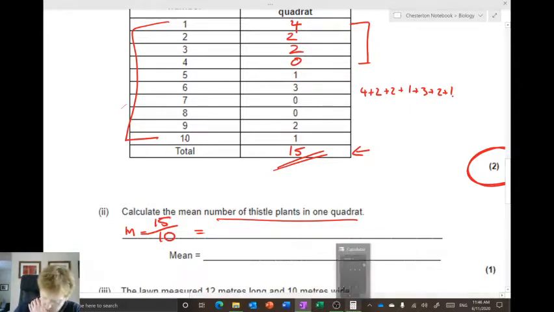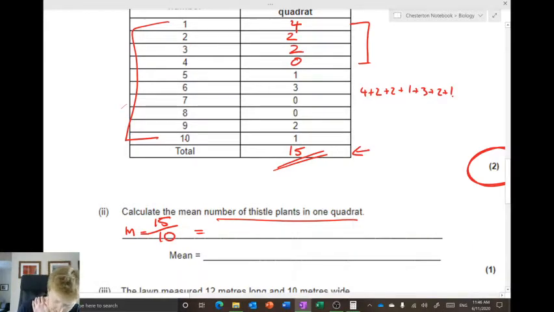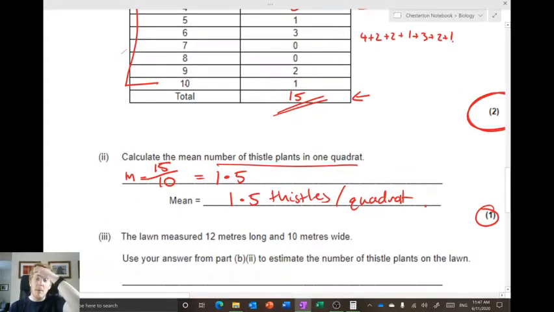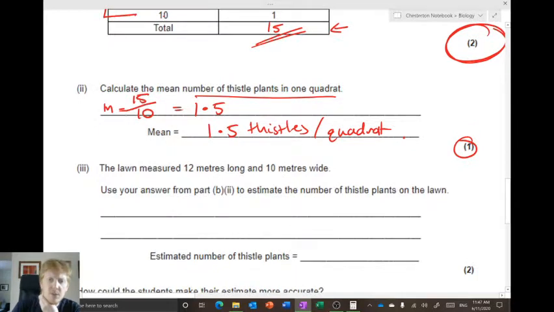Okay, and so 15 divided by 10. So you get your calculator and go 15 divided by 10 is equal to 1.5. If you're ever in doubt, always put it in a calculator. So the mean number is 1.5 thistles per quadrat, right? All right, done. And you got yourself your mark. 1.5 would get you the mark there. All right, so now we know that on average there is 1.5 thistle per quadrat.